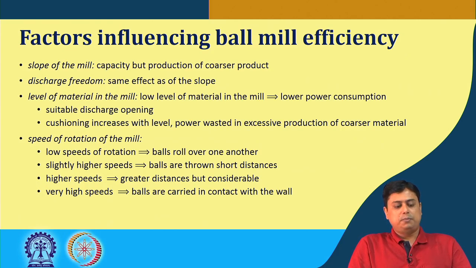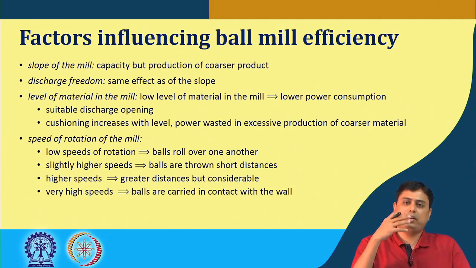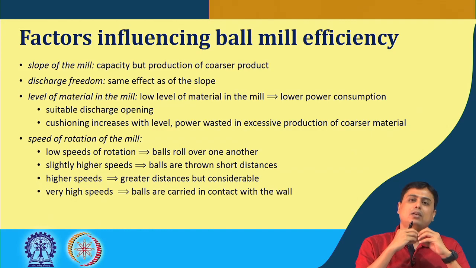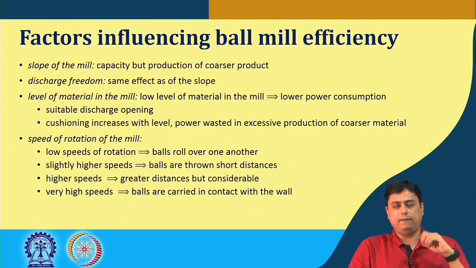The speed of rotation of the mill is not the last but one of the vital components, because this whole operation is based on this criterion. The effective operation of a ball mill is based on the ball being in contact with the solid wall, going to the uppermost position and then falling. If that happens, that is the ideal scenario.